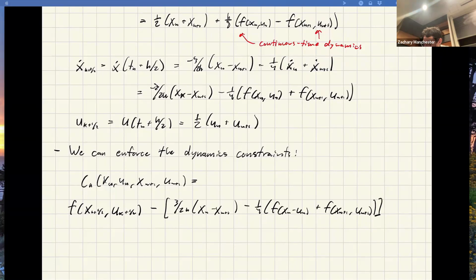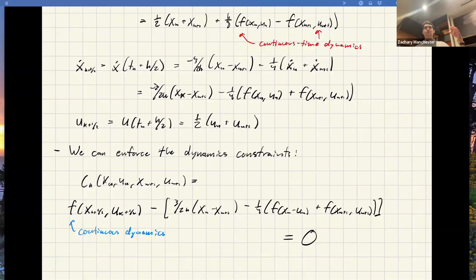Okay, so this whole thing equals 0. That's the constraint. And remember, this is the continuous time dynamics and all this stuff. Okay, that's the whole thing. That was a little messy. Hopefully that wasn't too terrible.